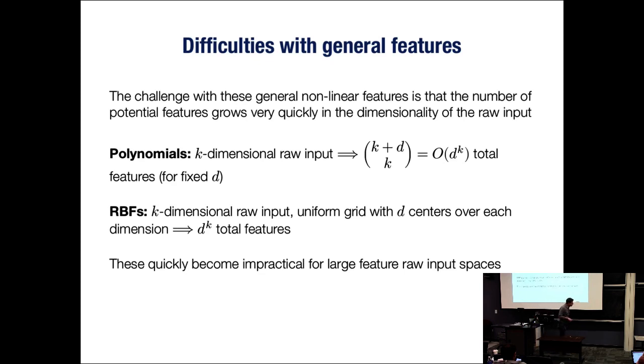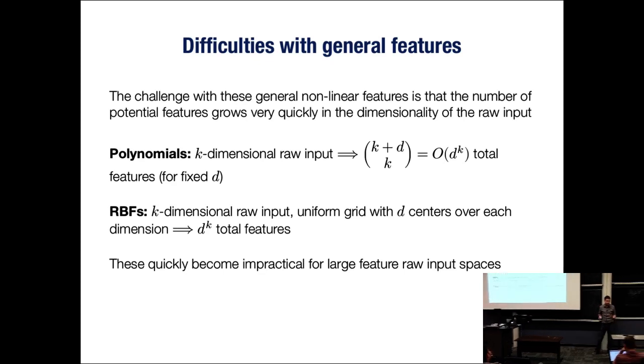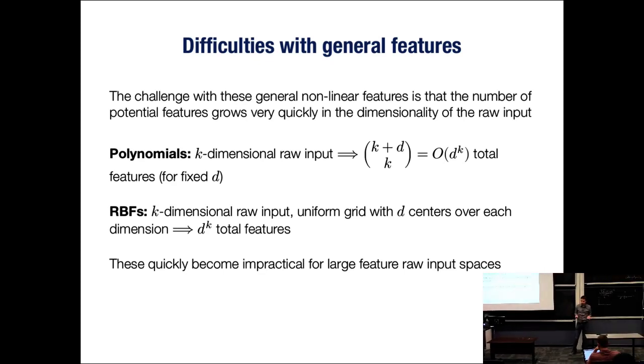OK, so before I do that, though, I should mention that these things, as I've described them so far, are not very practical, either polynomials or radial basis functions. Polynomials are not practical because there are a lot of them. And RBFs have the same problem, actually. If I put a uniform grid around this space and have a uniform grid of centers, that can compute nicely kind of any function over that raw input. But if I have d centers along each dimension, then I'll have d to the k total centers, right? And that would not be very practical.